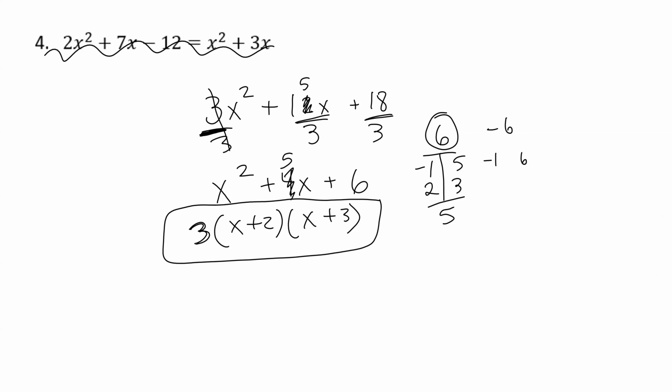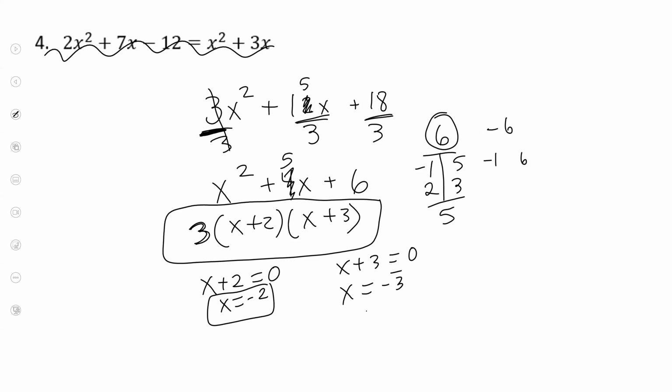In your solutions, you'll still set the factors to 0. So x plus 2 equals 0. Solve it, you get x equals -2. And then x plus 3 equals 0. Solve it, you'll get x equals -3. Okay, so those would be your solutions. These are your solutions. And these are your factors.